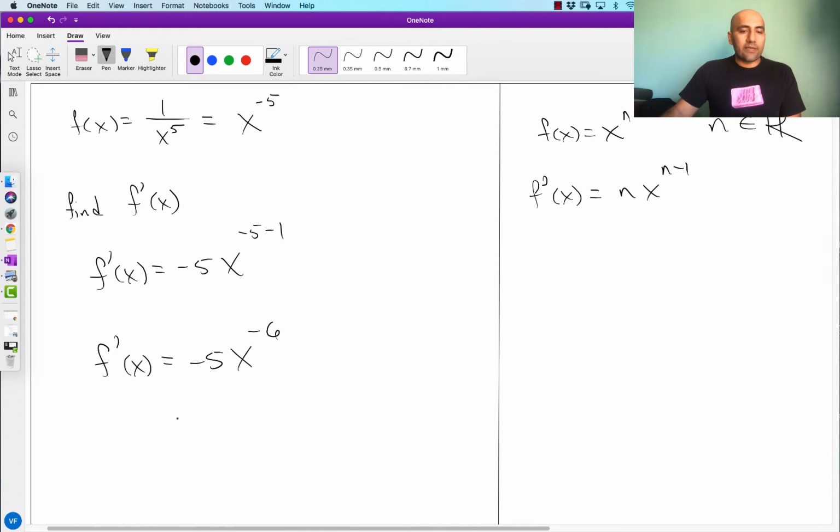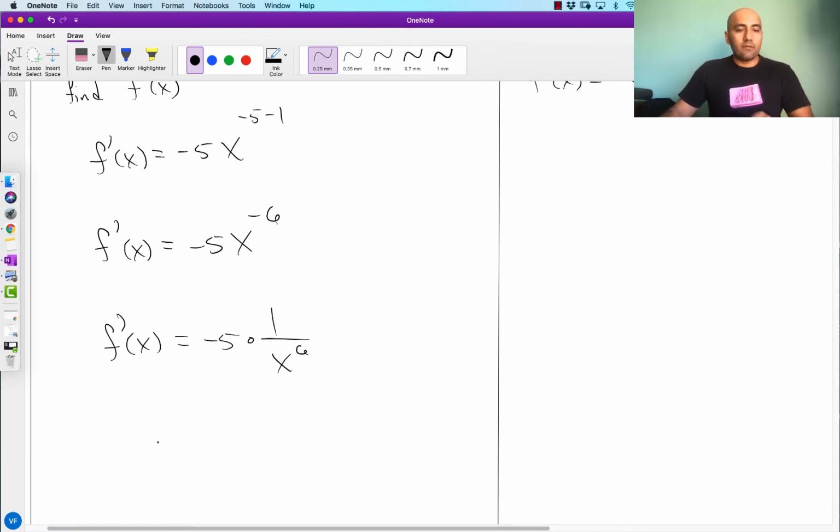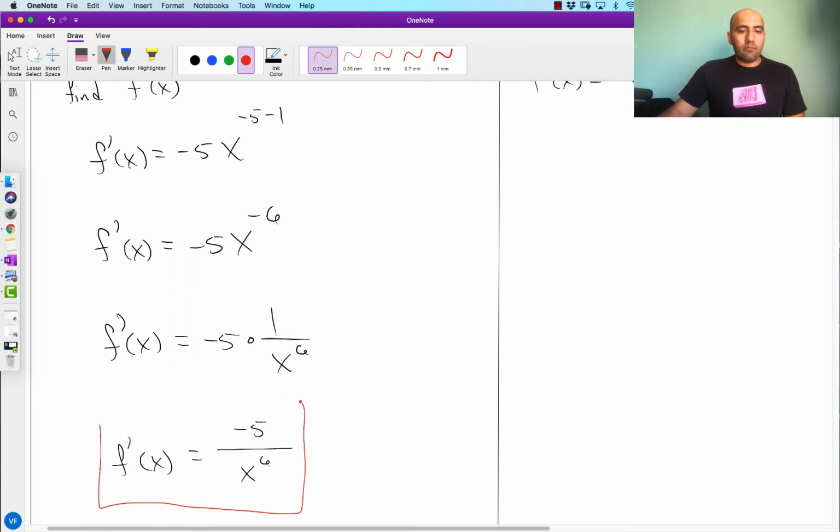And as we saw before, we can simplify that by rewriting it this way. Minus 5 times 1 over x to the positive 6 power. Or finally, one big happy fraction with a minus 5 in the numerator and an x to the 6th power in the denominator. So probably the most popular version of it is this one.